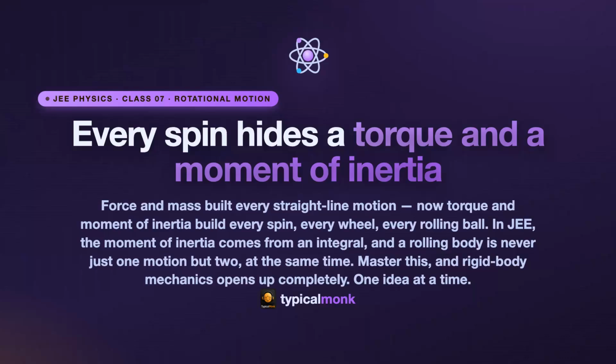Sarah once treated a ball rolling down a slope exactly like a block sliding down it and lost the entire question, because a rolling body carries two kinds of motion at once, moving forward and spinning around its own center. Today we untangle both, together, one idea at a time. Take a slow breath. Let us begin.